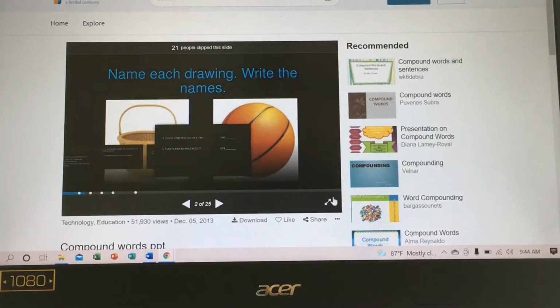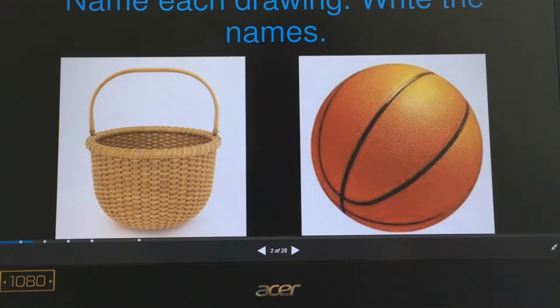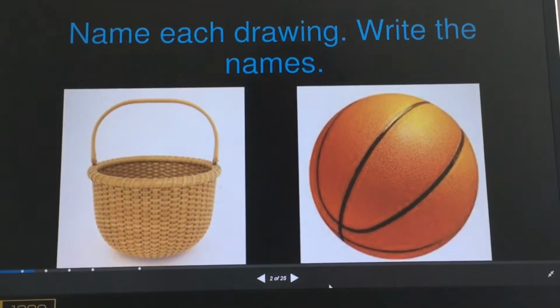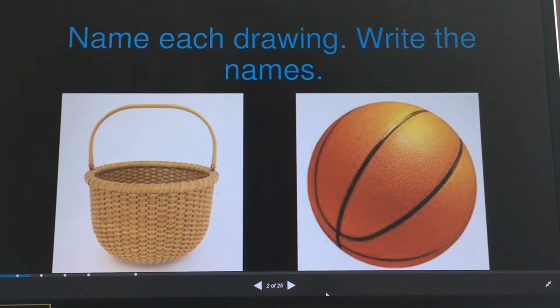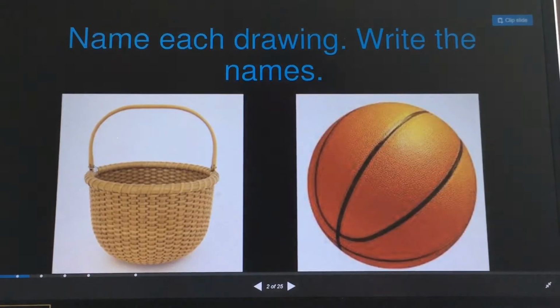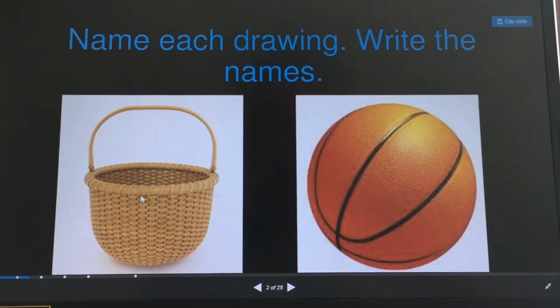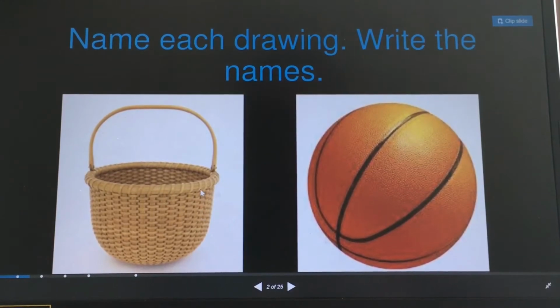What it means when you say compound words. Before we give the meaning of a compound word, I want you to name these two pictures that we have. Anyone who can name the first picture? It's a... I'll give you a clue. It starts with letter B. Basket. Okay, this is basket. And the second one is? Ball. Very good. So we have here basket and ball.